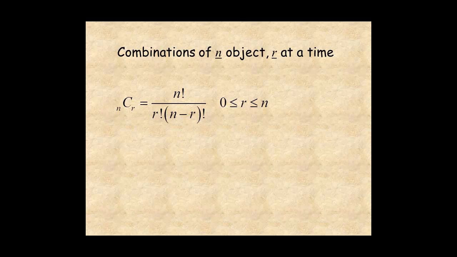Next, we have a formula for combinations of n objects taken r at a time where order doesn't matter, which is n factorial over r factorial times n minus r factorial, where n is a positive integer and r is a number between 0 and n. Notice that the formula is similar to the permutations formula. The only difference is the factor of r factorial in the denominator.